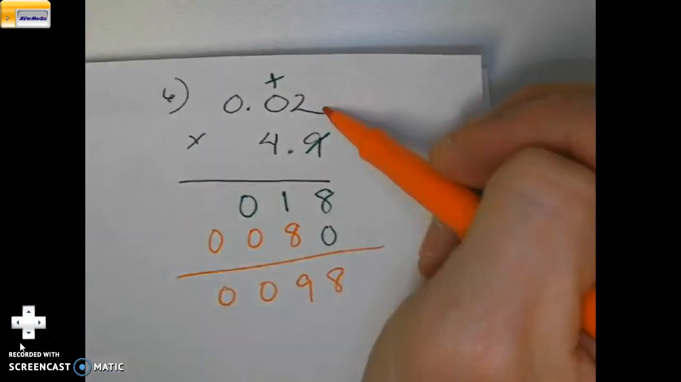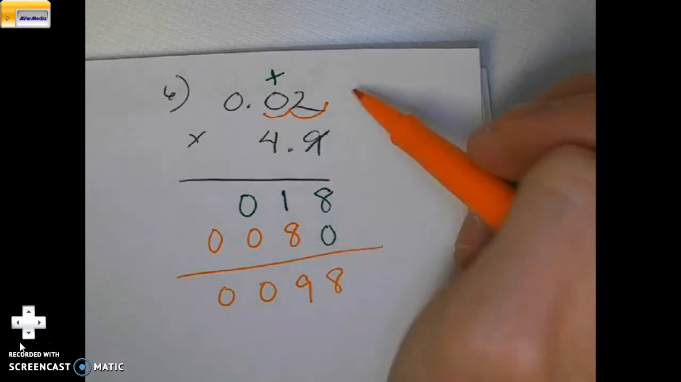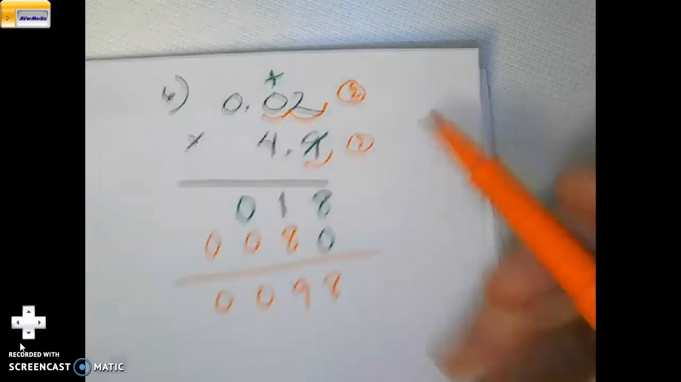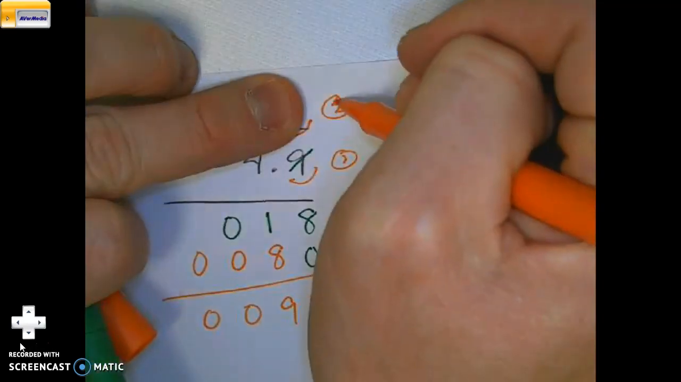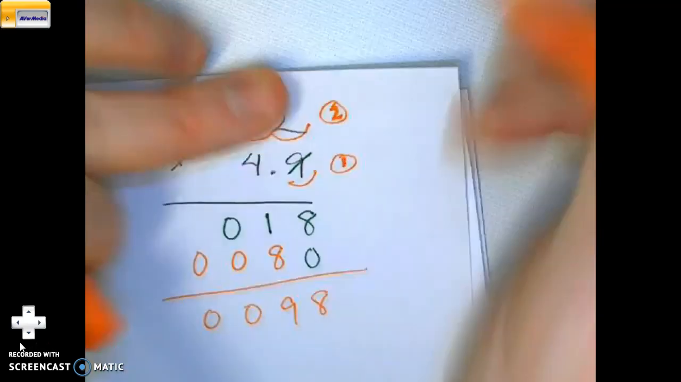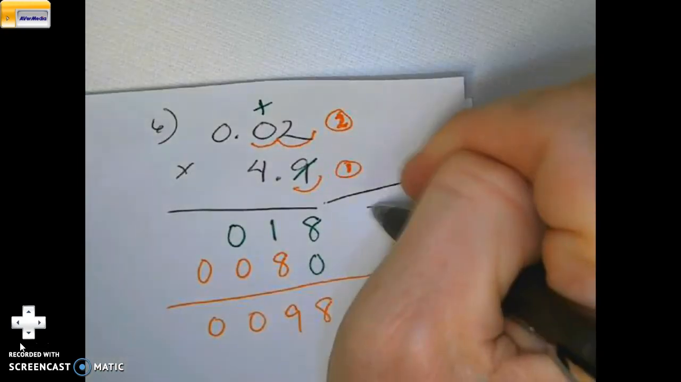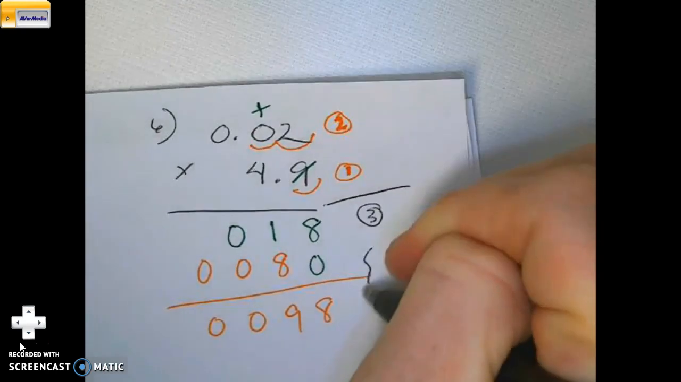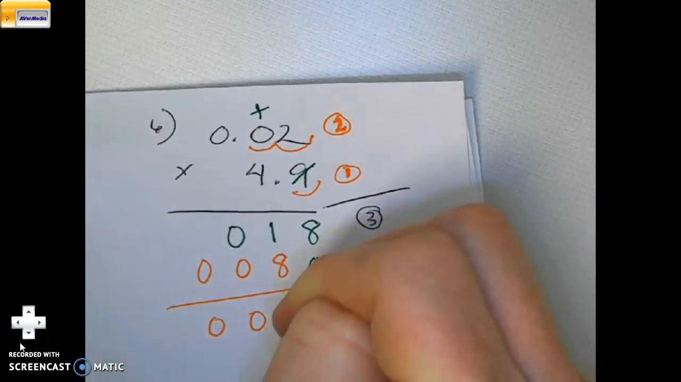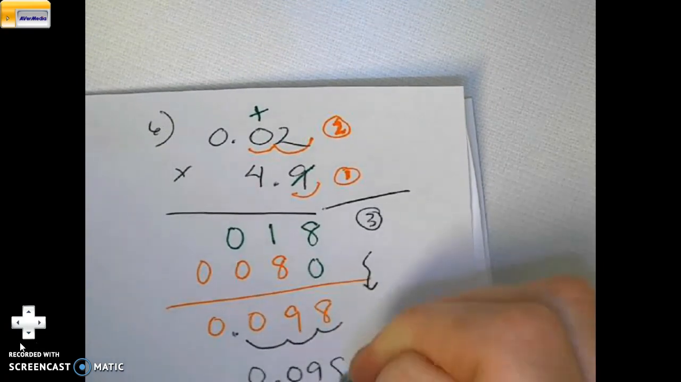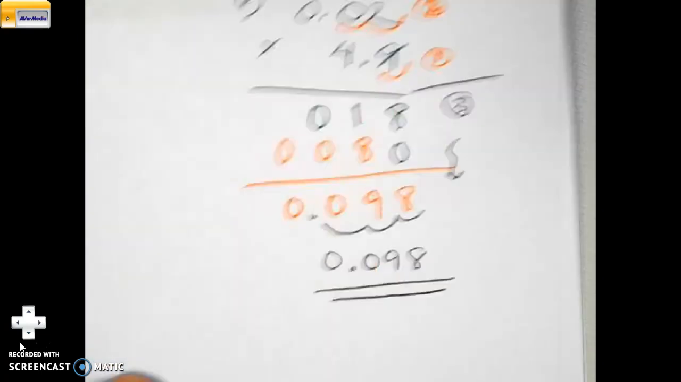Now when I look at my bowls of ice cream, I do 1, 2, and I'm sorry, that is a 2 and that is a 1. Do you guys see that? When I add these up, I'm going to have 3 bowls of ice cream. I'm going to walk this down. 1, 2, 3. So that makes my final answer this right here.